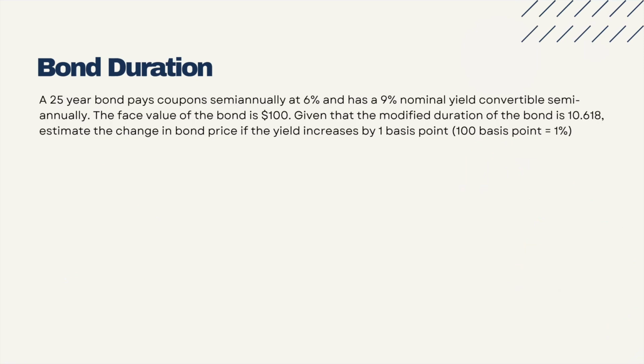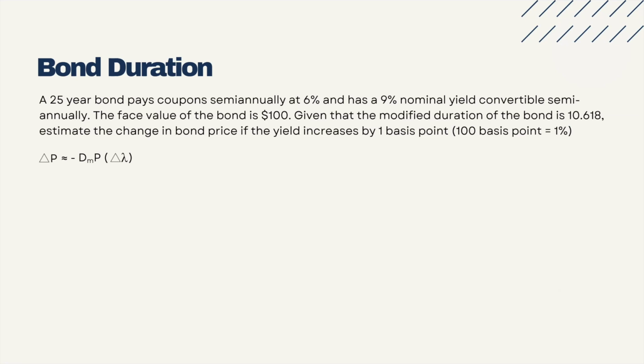Now let's take a look at a question to solidify our learning on bond duration. A 25-year bond pays coupons semi-annually at 6% and has a 9% nominal yield convertible semi-annually. The face value of the bond is $100. Given that the modified duration of the bond is 10.618, estimate the change in price if the yield increases by 1 basis point. So we know that the change in price can be represented by the following formula.